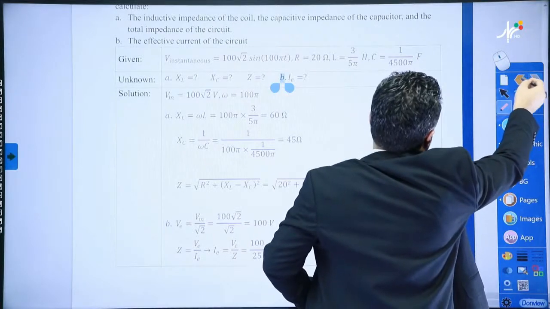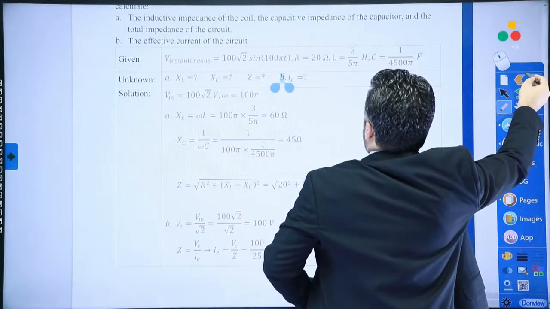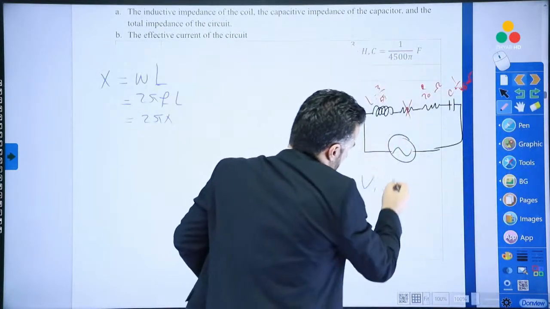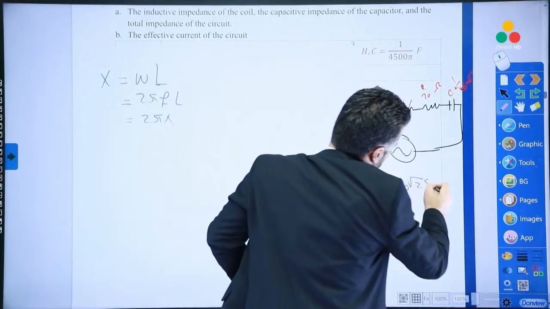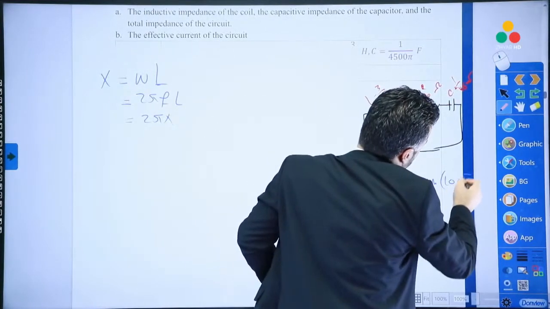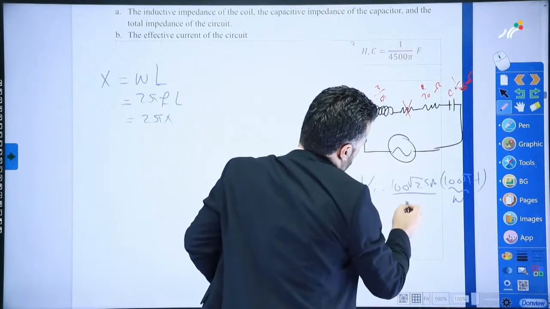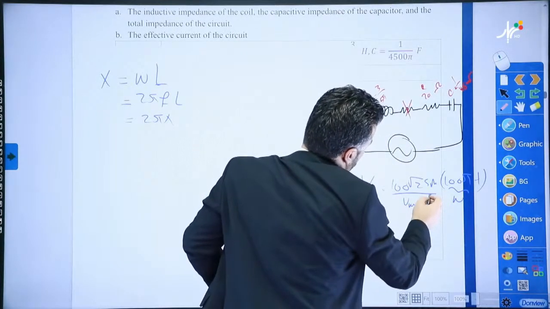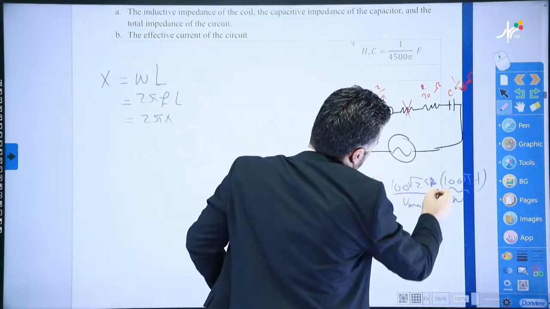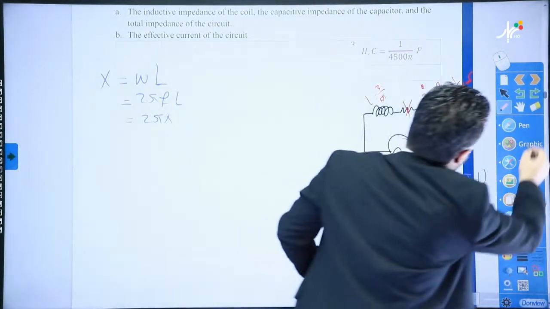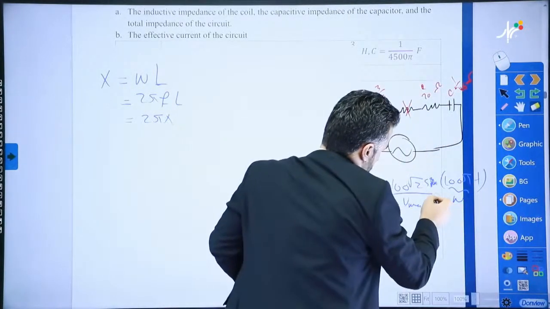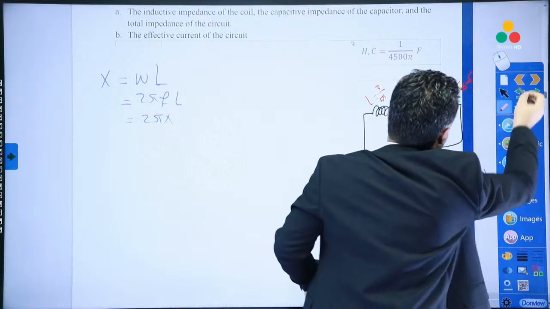Okay, that is 100, of course, with 100 again. So 100 square root of 2, that is sine 100 pi t here. So you can see this is omega, and of course you can say V maximum here, 100 pi, not the sine, without the sine, don't forget. So this is what we have.